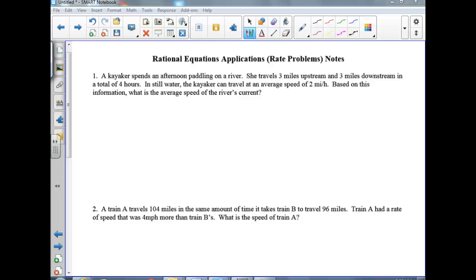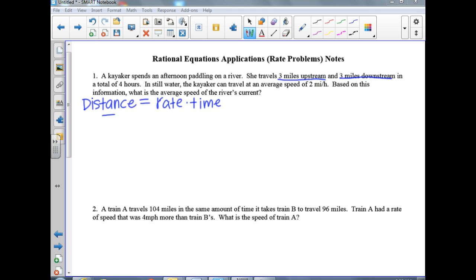Okay, so on the first one, you have a kayaker who spends an afternoon paddling on a river. She travels 3 miles upstream and 3 miles downstream. So we're going to use this formula, distance. Do you guys know what distance equals? Rate times time. Distance equals rate times time.